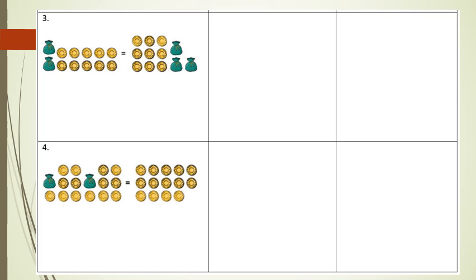For problem 3, I've got pouches on both sides and coins on both sides. So you could start with subtracting coins or pouches. In this case, I'm going to subtract 2 pouches from each side first. And then I'm going to subtract some coins. So how many coins can I take away?